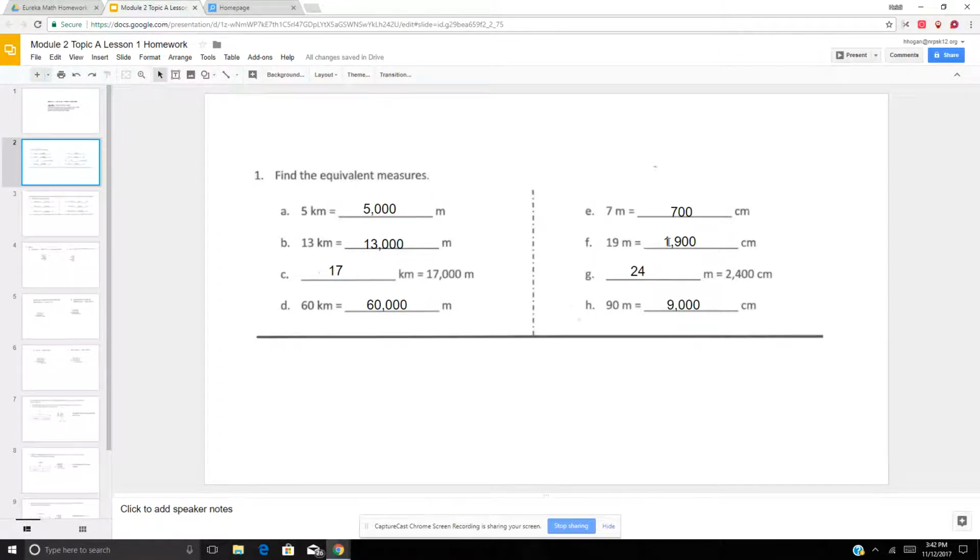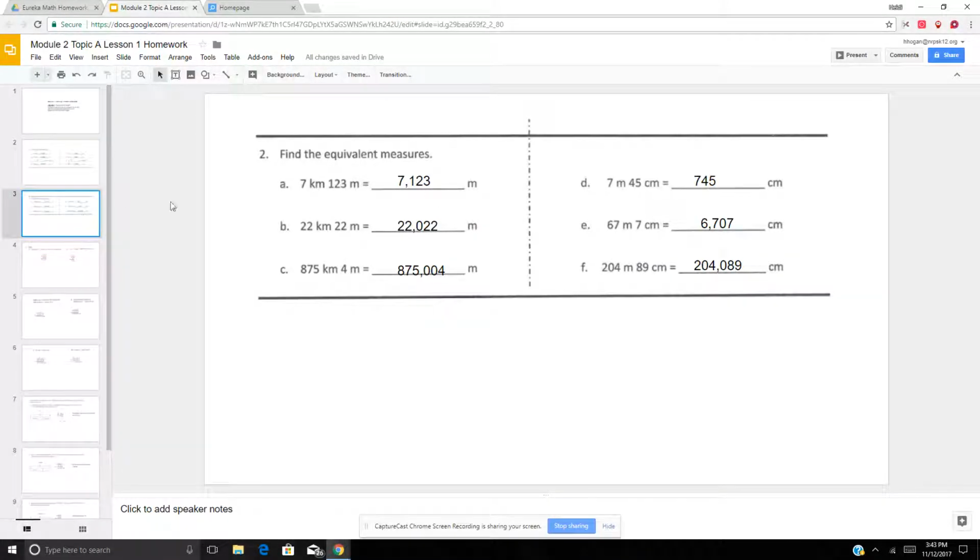19 meters is 1,900 centimeters. 24 meters is 2,400 centimeters. 90 meters is 9,000 centimeters. And now there's a little mixture of kilometers and meters. If we know that 7 kilometers is 7,000 meters, that's 7,000 plus 123 is 7,123 meters.